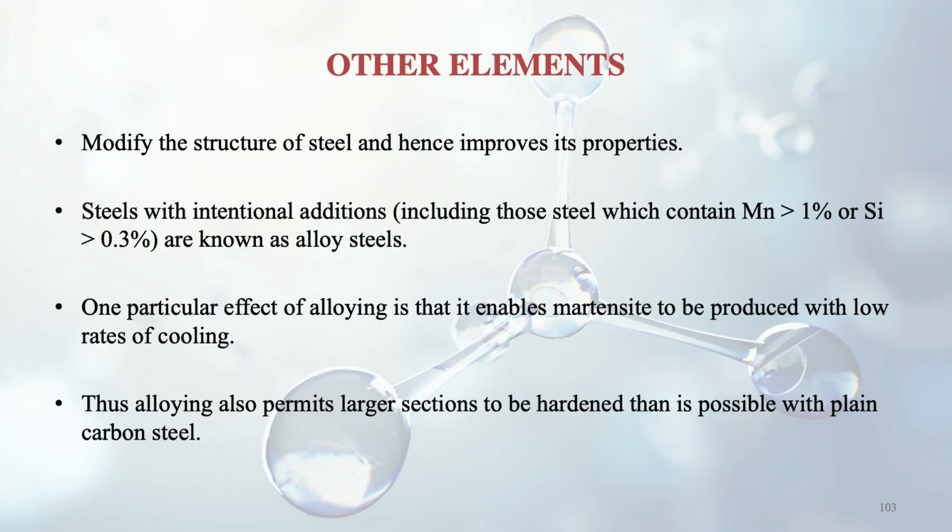Earlier we have seen that with high rates of cooling martensite was being produced, and due to this high rate of cooling there were cracks. To avoid this, alloying can be very good because it can give us a low rate of cooling, so the cracks and all those things can disappear. Thus alloying also permits larger sections to be hardened than is possible with plain carbon steel. Obviously, we can harden it more if the cracks are not coming. So alloying can help in that case also, if we want to harden larger sections.